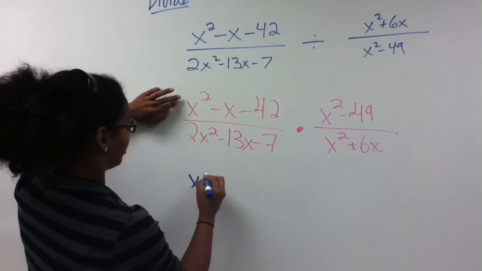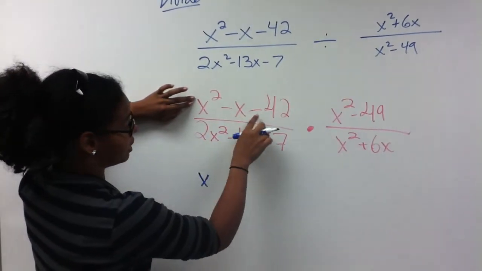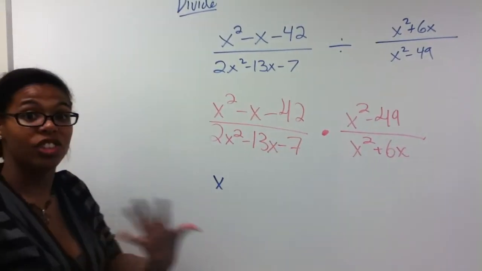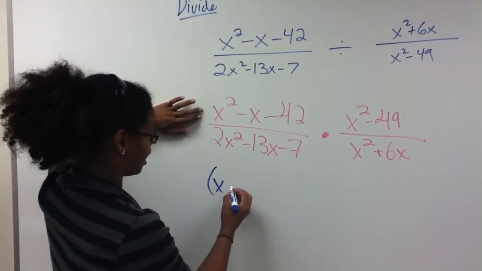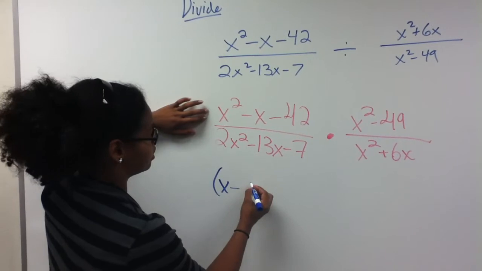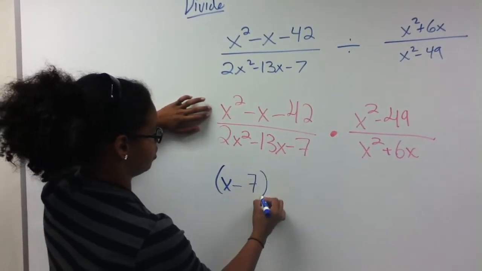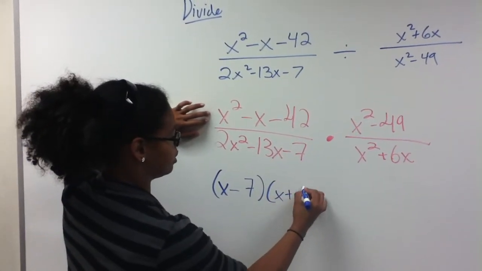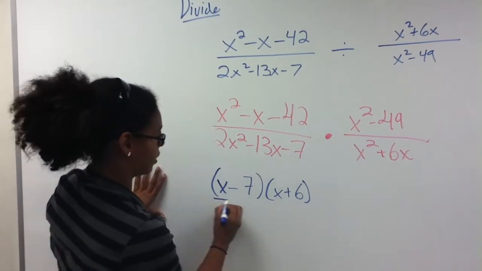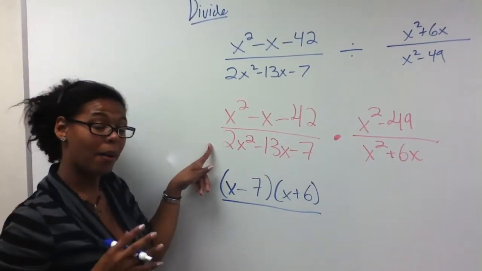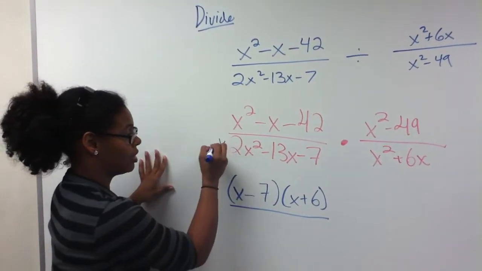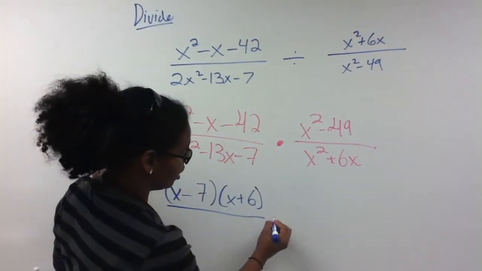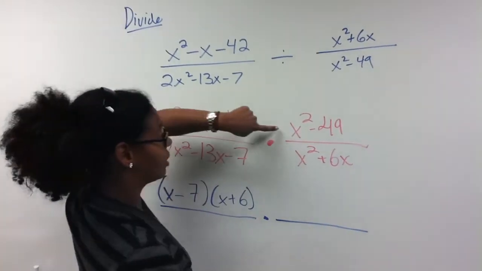Now, x squared minus x minus 42 is more of a straightforward factoring problem. This is simply going to turn into x minus 7, x plus 6. Now this bottom problem, this factoring problem is a little bit more complex, so we're going to hold off on this one for just a second. Coming back over here, we're going to look at this.